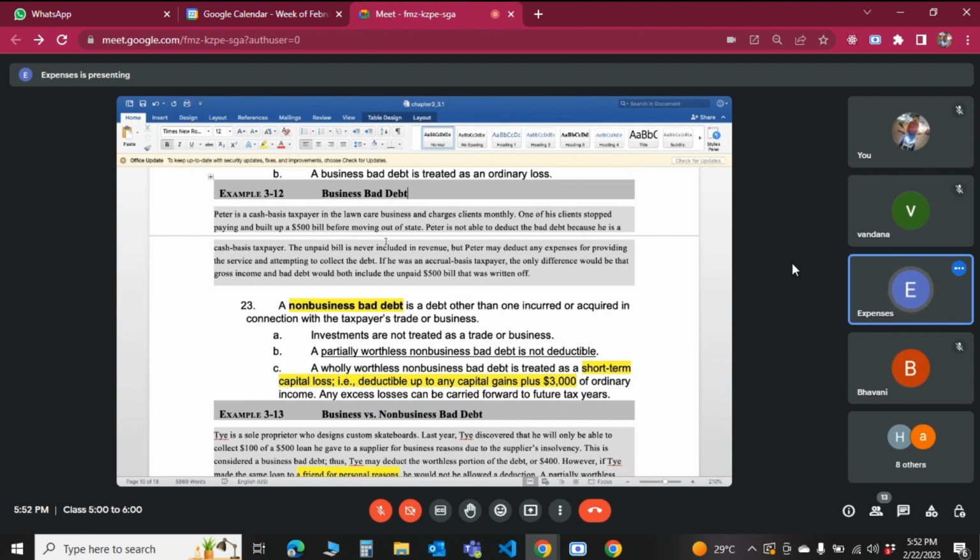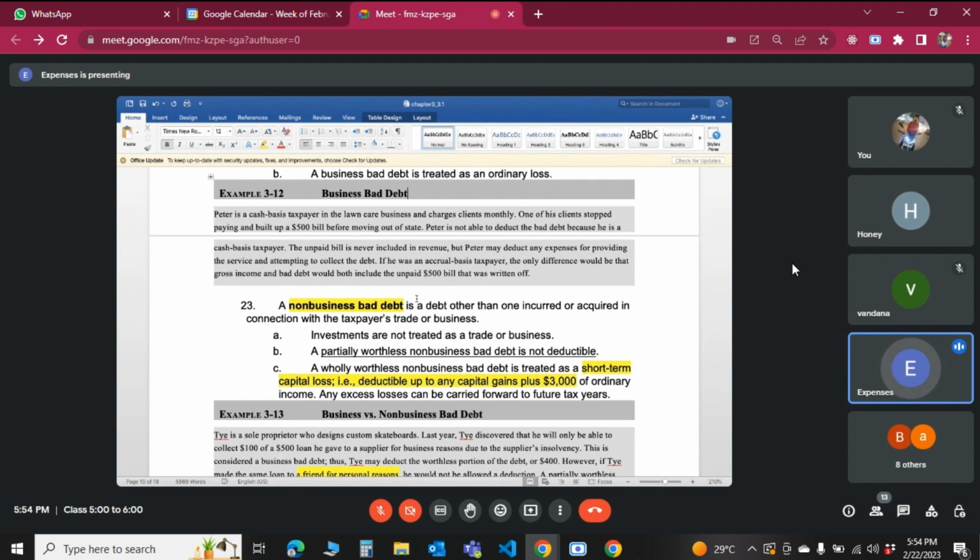Yeah, so can you explain this? What exactly is happening here? Yes, ma'am. Since he is a cash basis taxpayer, this unpaid bill will not be included in the revenue because it is not actually paid. And if he was an accrual basis taxpayer, then it would make a difference, because the invoice would have been recorded on the accrual basis, and that way he can report the bad debt.